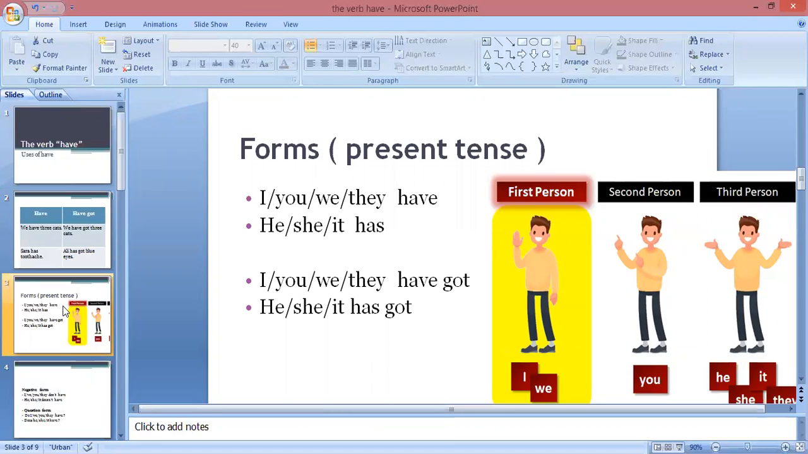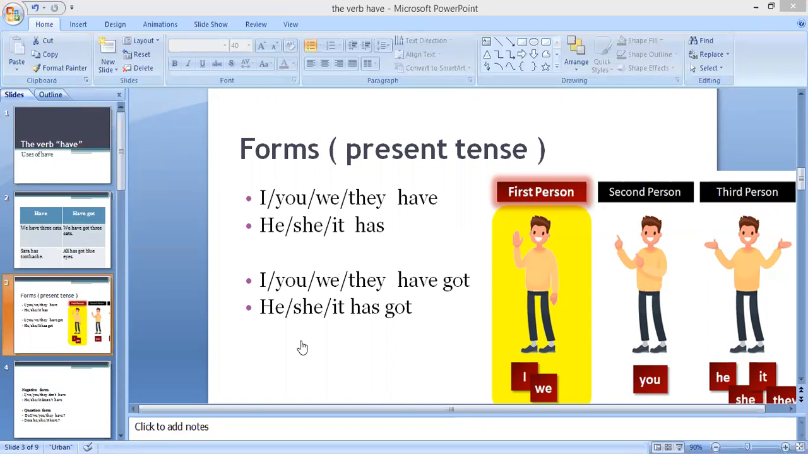We all know that there are persons like first person, second person, and third person. So what do we mean by person? First, second, and third person are ways of describing points of view. First person is the I and we perspective. Second person is the you perspective. Third person is the he, she, it, they perspective.